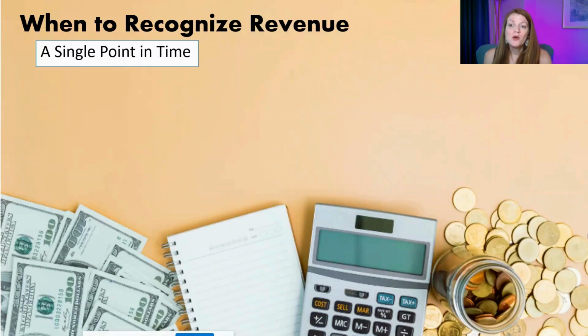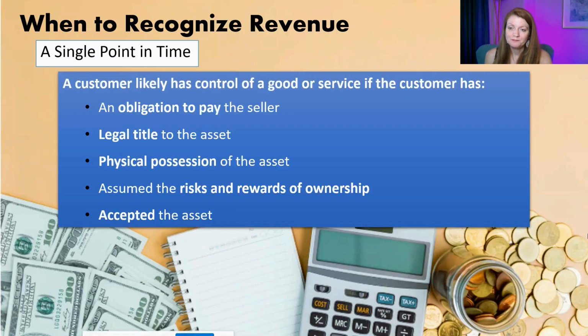So let's start with when to recognize revenue if we're looking at a single point in time. So we have a customer that likely has control of a good or service if they have an obligation to pay the seller. So if you've already provided, that's probably when they have the transfer to them. They have legal title to the asset. They have physical possession. They have assumed the risks and rewards of ownership, and they have accepted the asset.